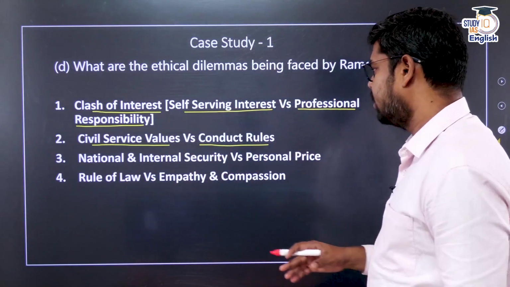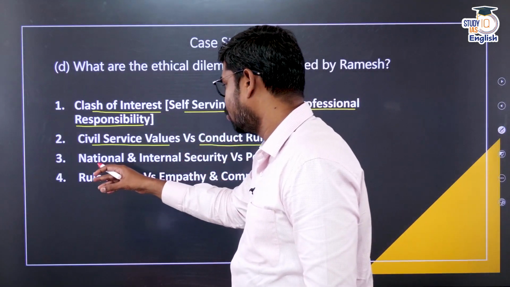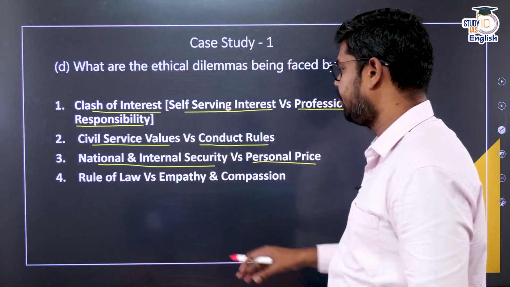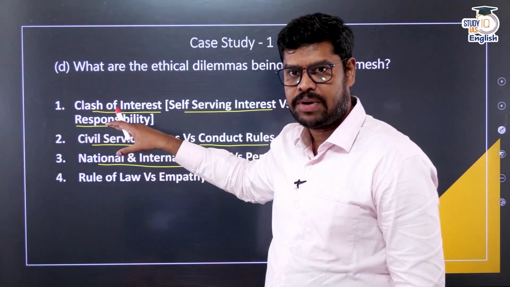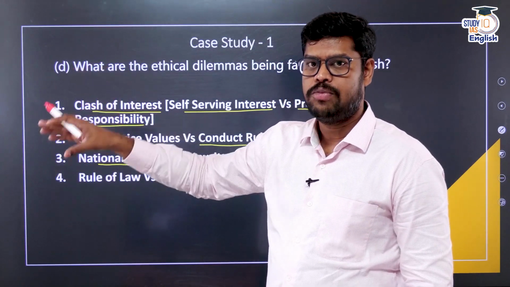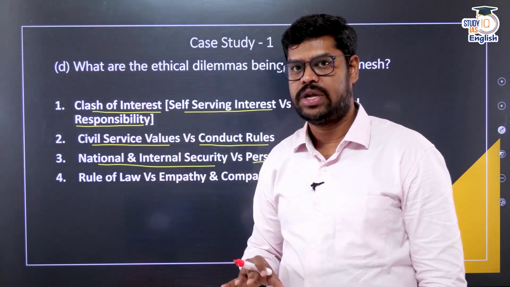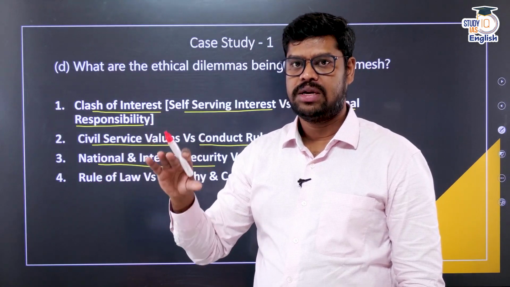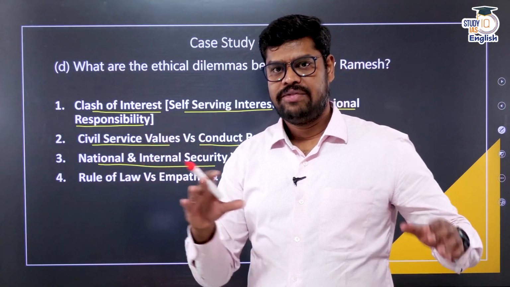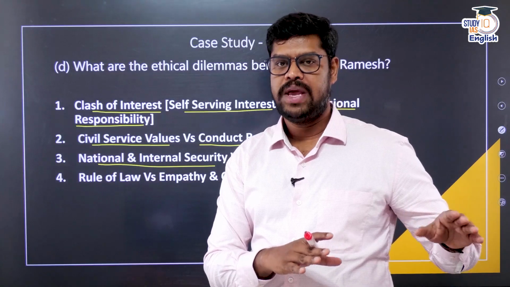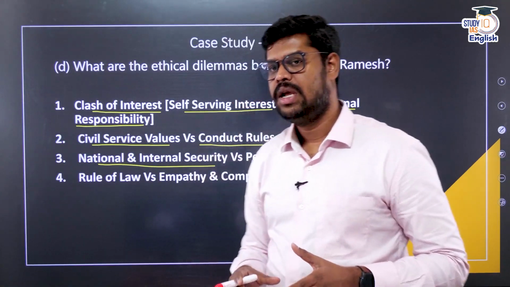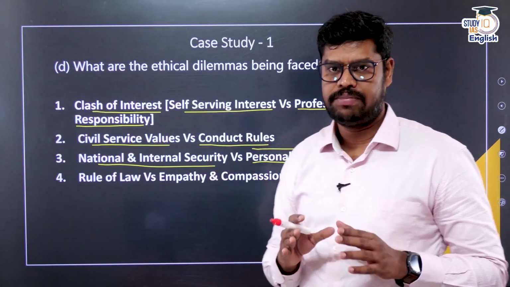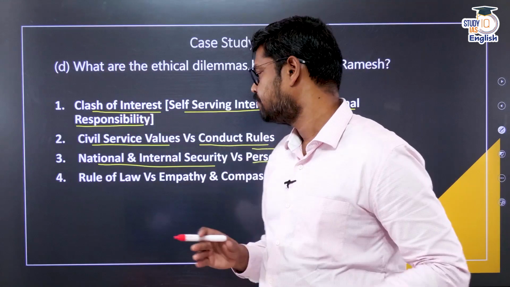And then the third thing is, there is an issue of national and internal security versus the personal price. What is predominant here, apart from his duty, is the consequences it has on national security, the kind of law and order issues, the kind of terrorist activities or other things that may happen. So there is a heavy price that the country may have to pay if Ramesh is not taking action, but if he is taking action, there may be a personal price, and that can be a very costly price depending upon the case that is presented here.